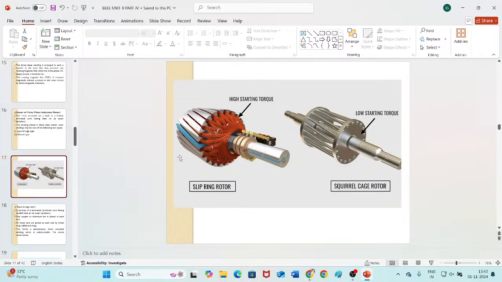The windings are placed in these slots. You can see here the brown color, they are the windings placed in these small holes. This is one type of rotor, the slip ring rotor. This is another type, the squirrel cage rotor. So the rotor of a three-phase induction motor can be of two types: slip ring rotor or squirrel cage rotor.